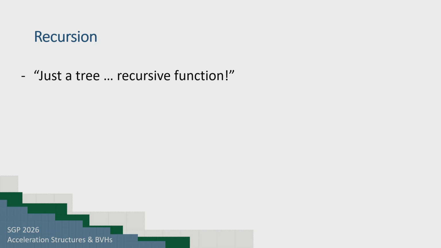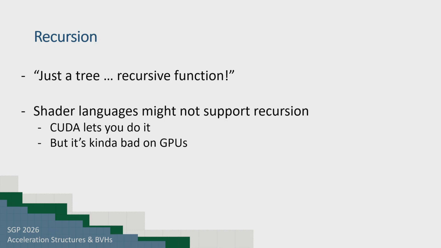First off, if you're actually writing this on the GPU, maybe in a shader, they might not let you do any recursion as a language feature. CUDA lets you do recursion. Don't do recursion in CUDA. It's typically a bad idea. It's very expensive. You generate a lot of memory traffic. You lose a lot of control. You're really at the mercy of the compiler.